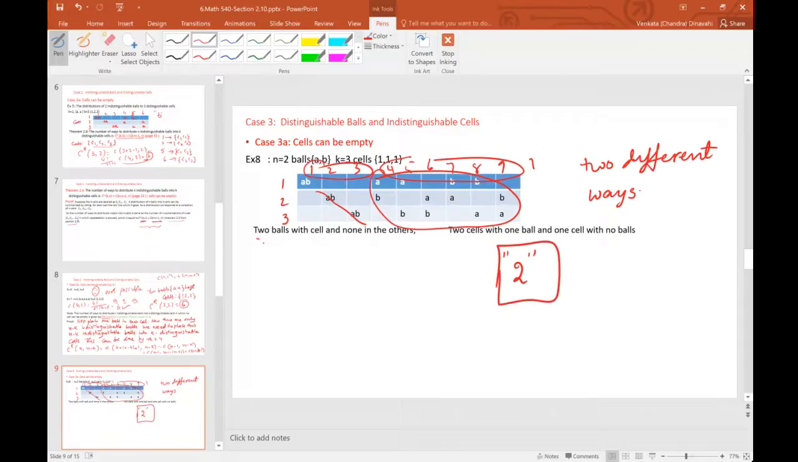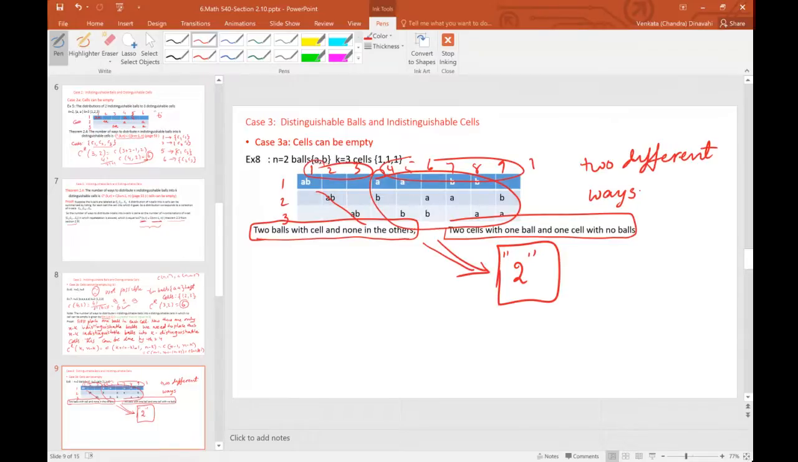So what do these two represent? Two balls in one cell and none in the others, that is what these 3 represent. And 2 cells with 1 ball in each and 1 empty, that is what this represents. So there are only 2 different distributions if you assume all the cells are the same thing. Now if you assume all the balls are different and the cells are the same, the final answer is only 2 in this particular case, where n is 2 and k is 3.